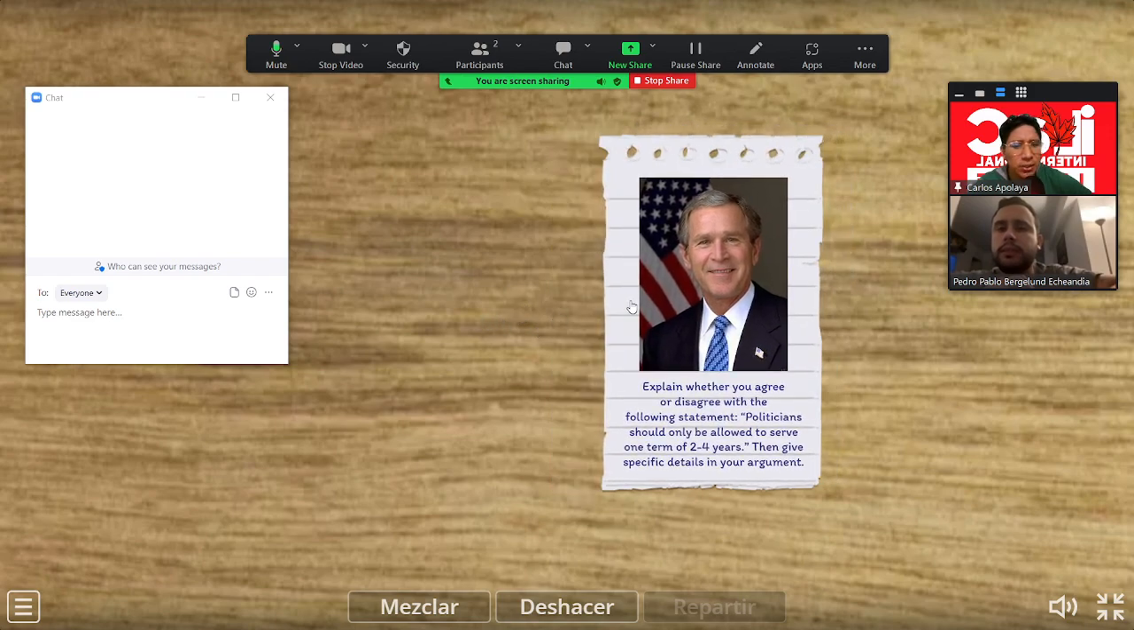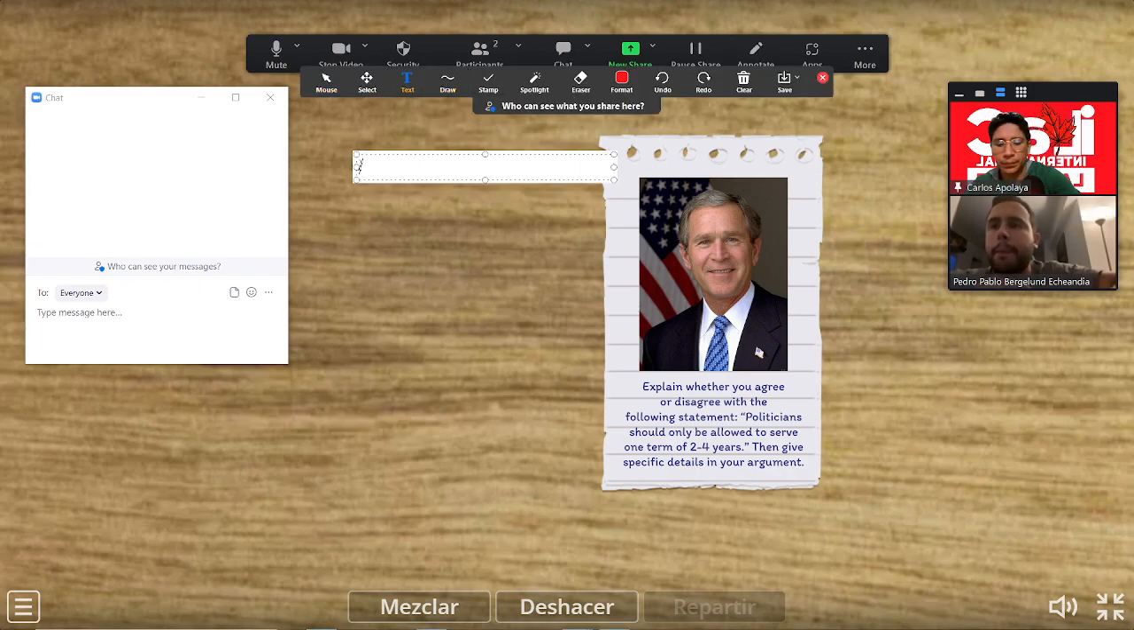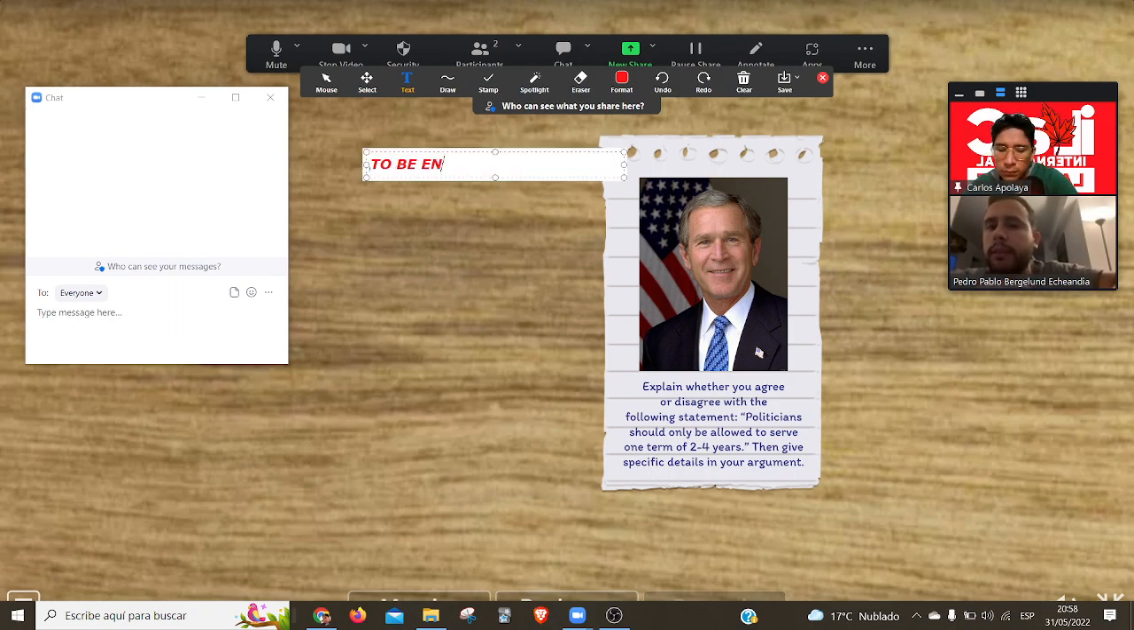Okay, and the last question. Politicians should only be allowed to serve one term of 2 years or 4 years. Well, despite the fact that it is said by people that 5 years could be too much time for a government, to my mind, to perform a good government, you need a long term, because to be enough for somebody to do something.